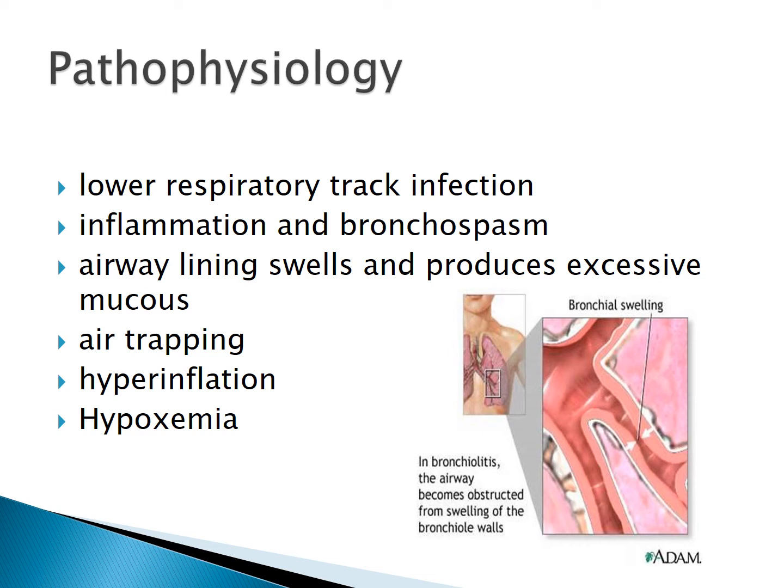Because of the narrowing, there can be air trapping in the lungs and the alveoli that can result in hyperinflation. And ultimately, these kids often end up with high CO2 and low PO2, so hypoxemia is common.